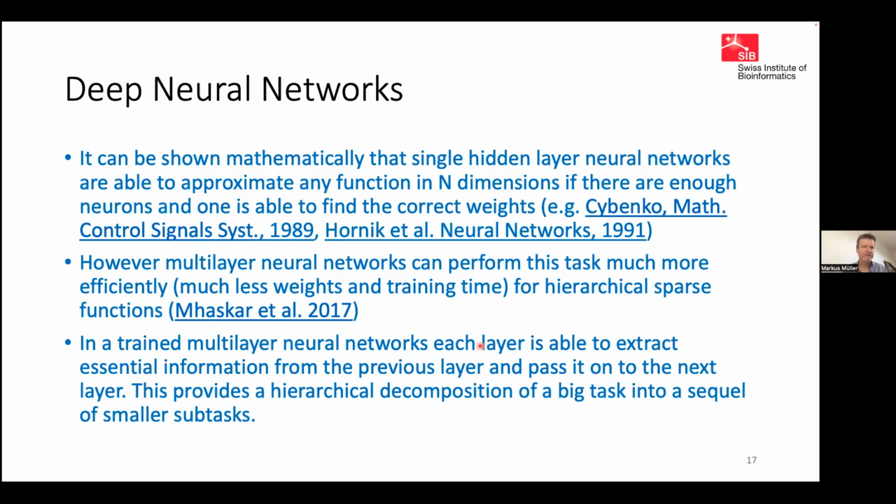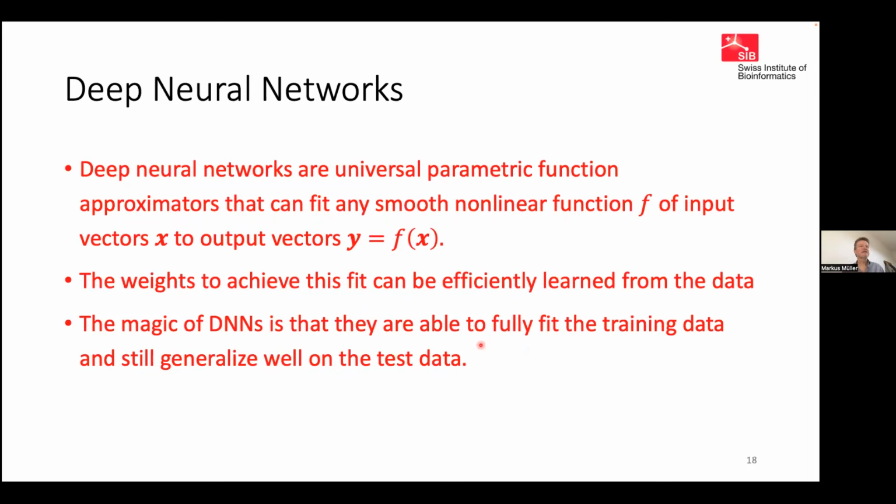So what we need to know at this point is that these neural networks, the shallow and the deep ones, but the deep ones do that more efficiently, are universal function approximators, so they can fit any function, it doesn't even need to be smooth, more or less, of an input vector. And we have learning algorithms that are able to efficiently learn the weights that can achieve this. And the magic of a deep neural network is then that we can fully fit, in many cases, our training data, but also generalize well on our independent test data.